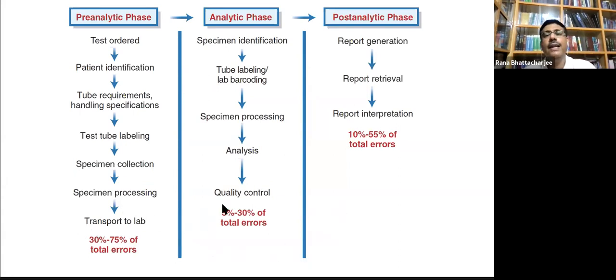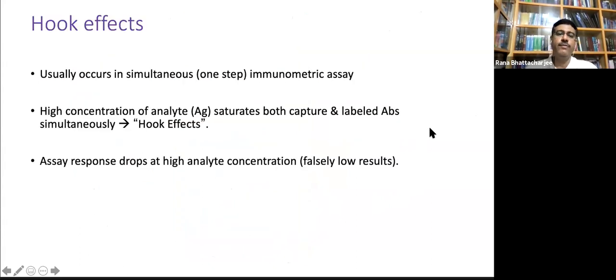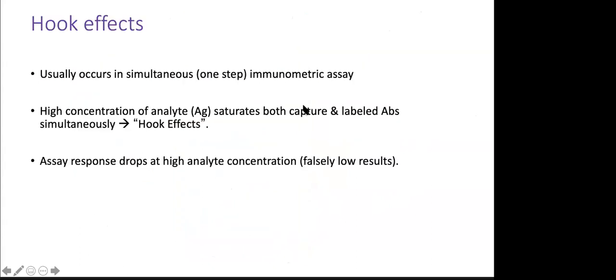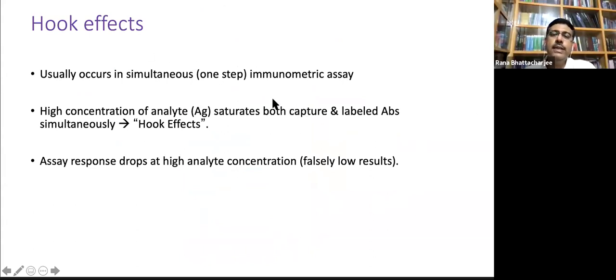But again, the analytic phase and post-analytic phase are also very important. So among the analytic phase, I will mainly focus today on the analysis itself, okay? Because of lack of time, I won't go into all the other things today. So among the analytic phase, one of the common problems that we come across is the hook effect. I think most of you are aware of this term. This usually occurs in one-step immunometric assays, which are commonly used in our clinical practice.